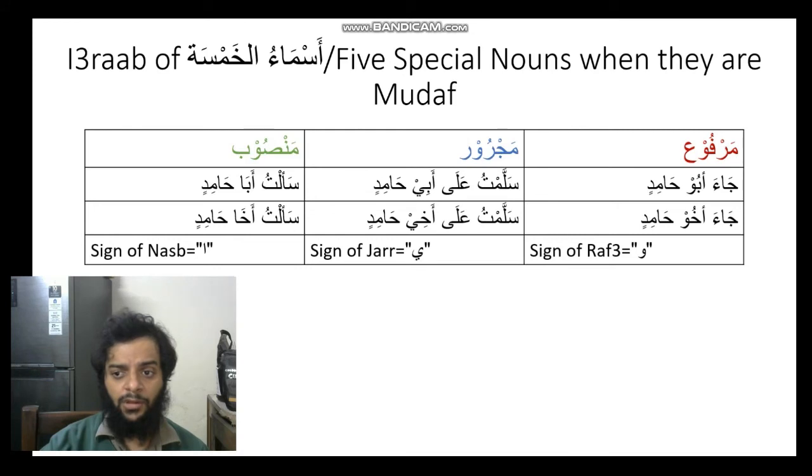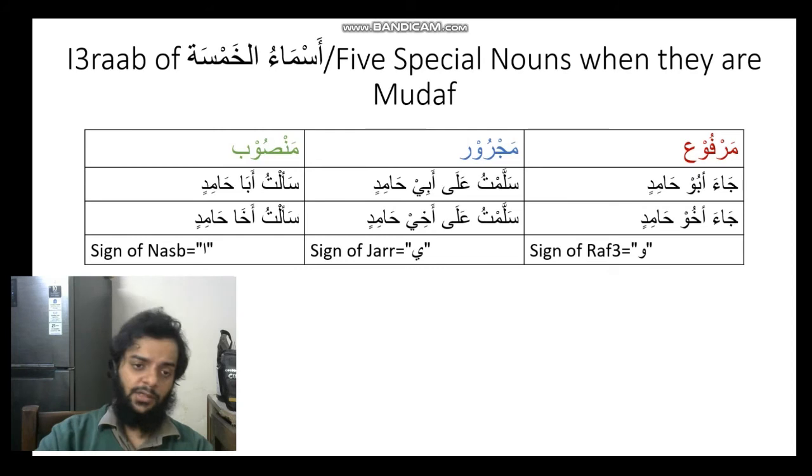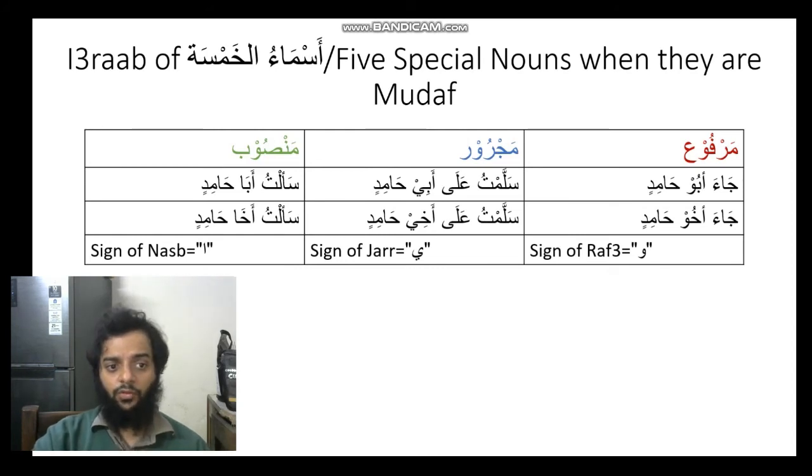Same here with akhu, Ja'a Akhu Hamidin. Now as for majrur, Sallamtu ala Abi Hamidin, Sallamtu ala Akhi Hamidin, because it is from Asma Ul Khamsa and it is mudaf. The sign of jar is represented by ya. And as for mansub, Sa'altu Aba Hamidin, I asked father of Hamid. Sa'altu Akha Hamidin, I asked brother of Hamid. So because these are from Asma Ul Khamsa and they are mudaf, their sign of nasab is represented by alif.